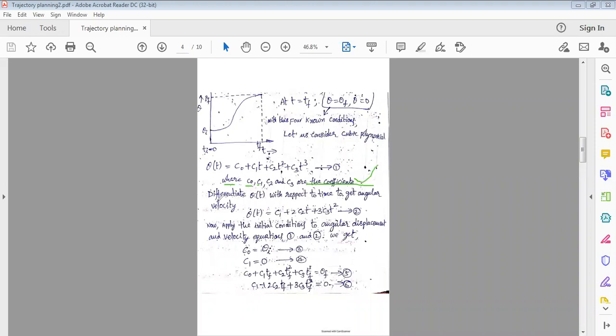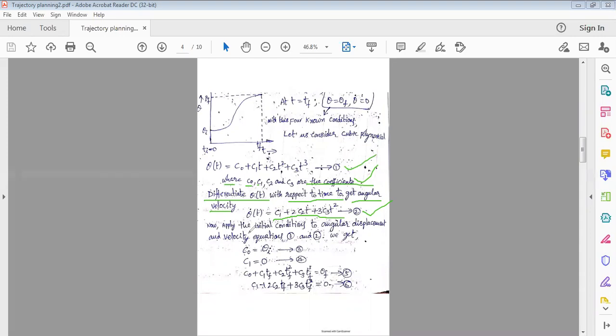Okay. Now differentiate theta of t with respect to time to get angular velocity. So theta dot of t is C1 plus 2C2t plus 3C3 t squared. This is equation 2. So equation 1 is angular displacement, and equation 2 is angular velocity.